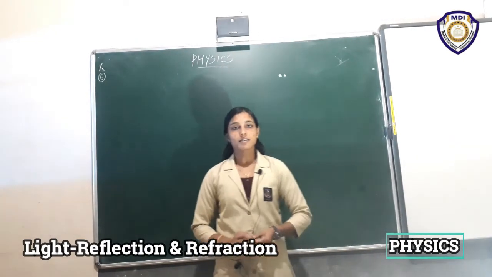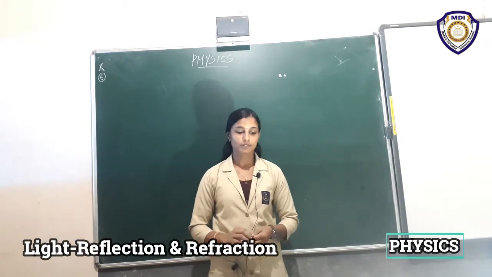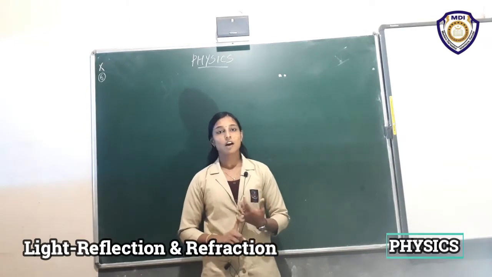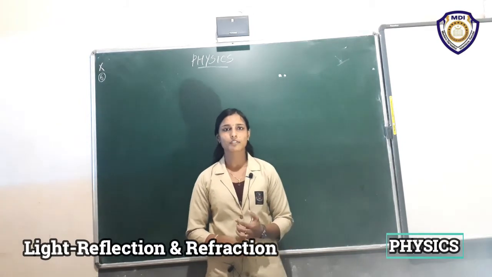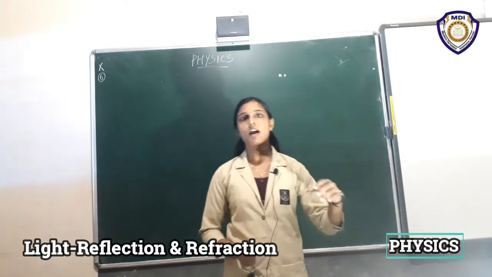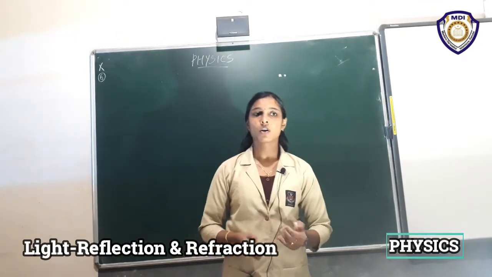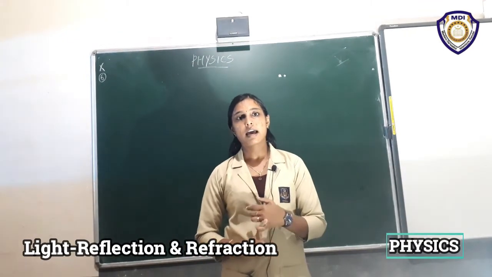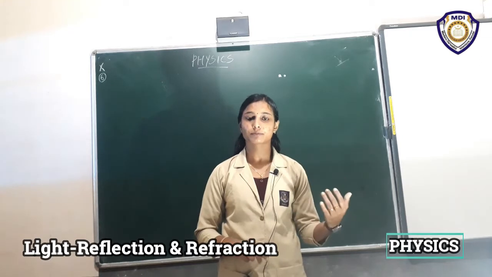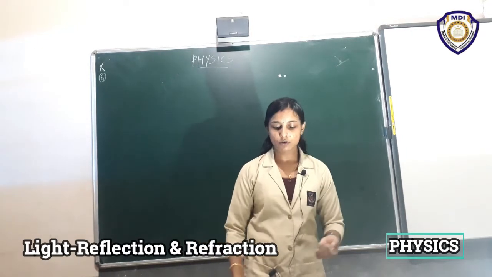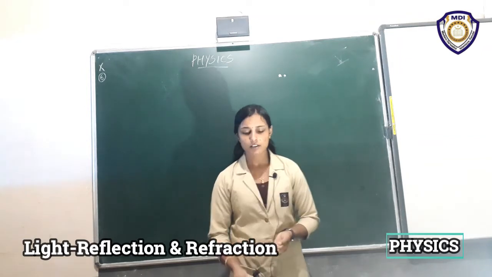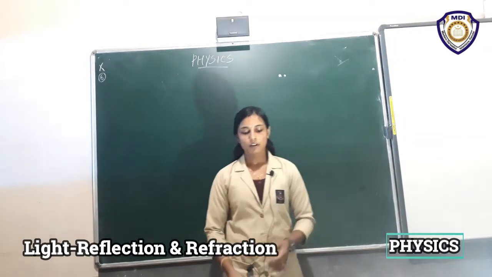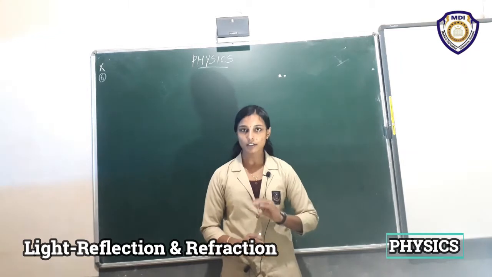We have already discussed what we discussed in the last class: the ray diagrams of convex mirrors and also the uses of convex and concave mirrors, right? So we have already discussed all those things, right?